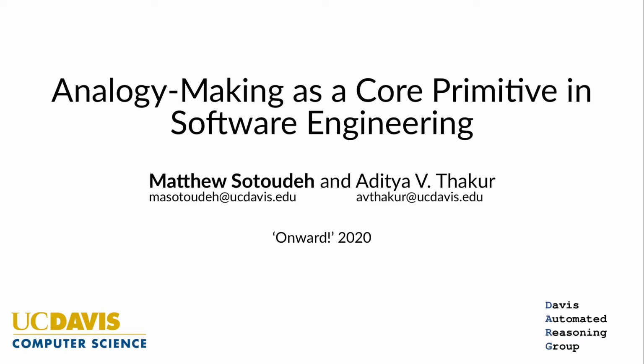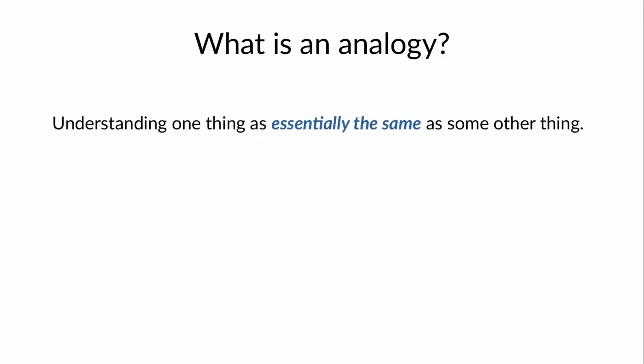In this talk, I will explain what analogy making is, why it plays an important role in software engineering, and how we can design automated tools that reason about software using analogies. An analogy is when you understand one thing as essentially the same as something else.